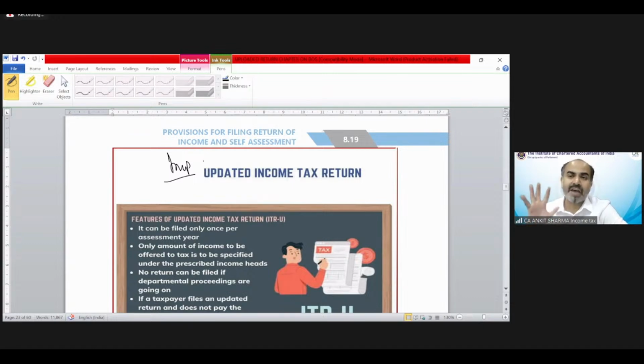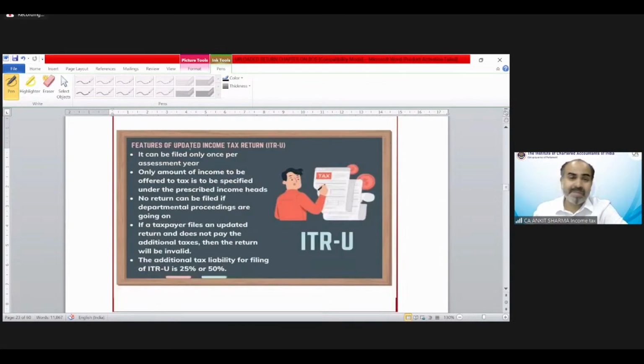So if any income has escaped, or if you forgot or omitted to include any income in your normal return, or you were not able to file your return, you forgot to file your return, then you can file that return after 31st December. But tax liability cannot be decreased, loss cannot be increased, refund cannot be increased; refund can be decreased. Further, it can be filed only once per year. You cannot revise an updated return. That is not possible. Only the amount of income to be offered to tax is to be specified. The extra income, whatever you want to include, you need to specify.